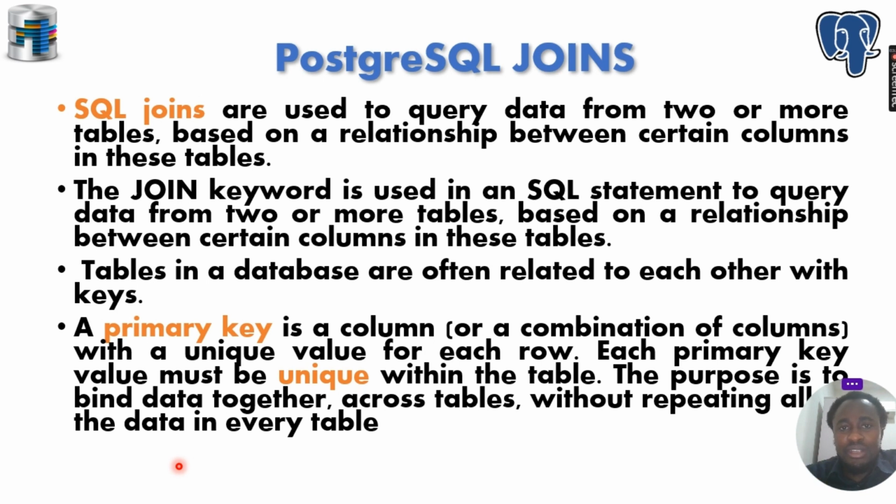And in joins, it's important we understand what a primary key is. A primary key is a column, or of course you can have multiple of them, or a group of columns with unique values for each row. It is the property that gives each row its uniqueness or a unique identity.